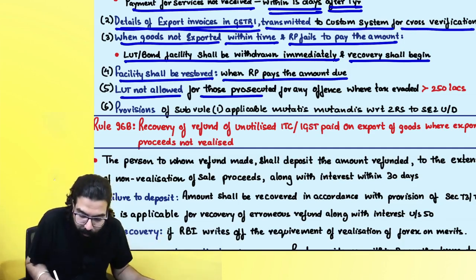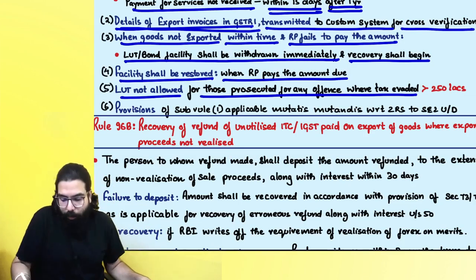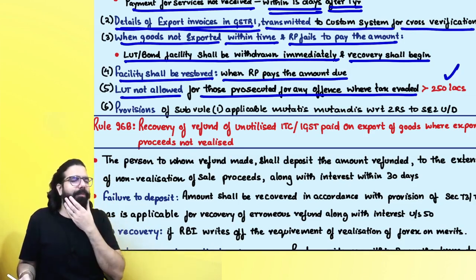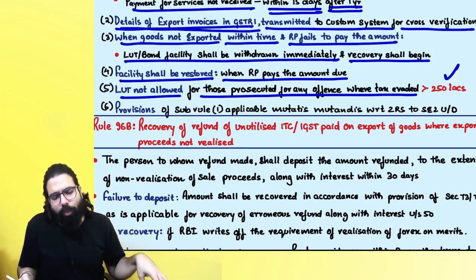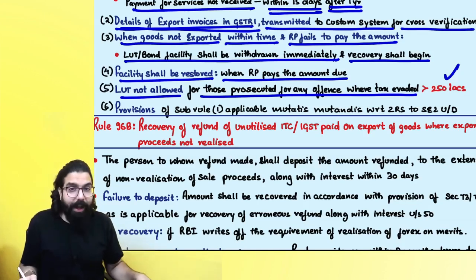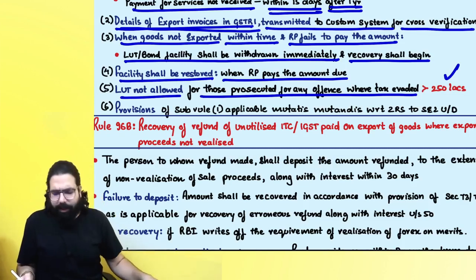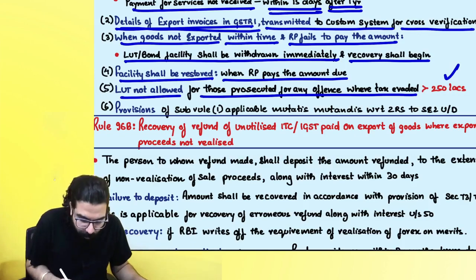Sir, LUT is not allowed for those prosecuted under an offense where the tax involved is greater than 2.5 crore. Basically 250 lakhs means 2.5 crore. If more than that tax evasion has been done by you, then in your scenario, they are telling you that the LUT facility will not be allowed for you. You have to use the facility of paying the GST and then exporting.